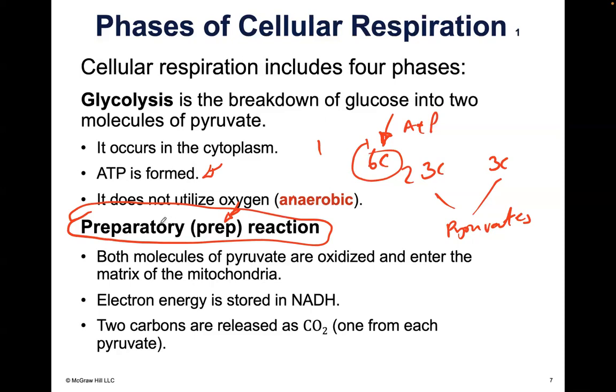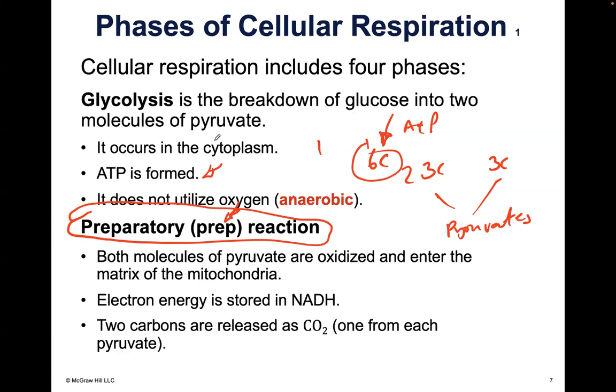So the second stage is called the preparatory or prep reaction. What happens in the prep reaction is a prerequisite, or a preamble, for the Krebs cycle stage, which is the 3rd stage of the reaction. So both the molecules of pyruvate are being oxidized to enter the matrix of the mitochondria.